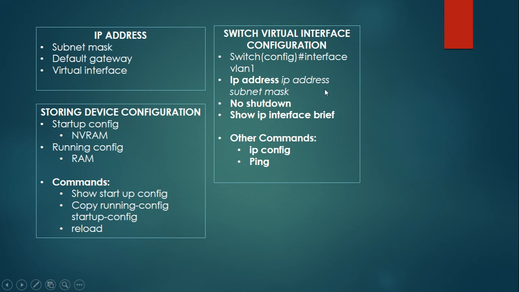For switch virtual interface configuration, we have switch config hashtag interface VLAN, IP address, subnet mask, no shutdown, show IP interface brief, and other commands like ipconfig. To configure the switch virtual interface, you should do these commands.